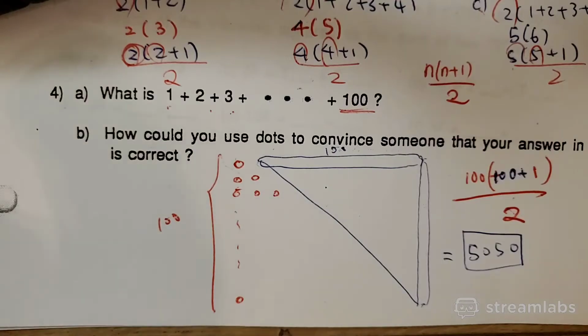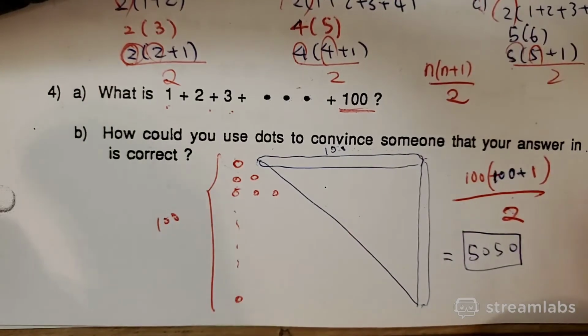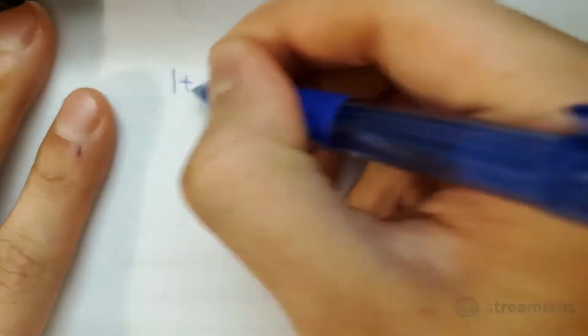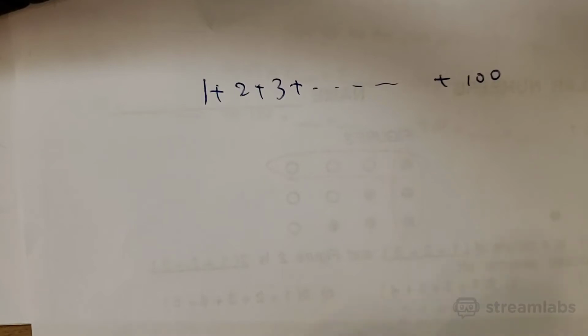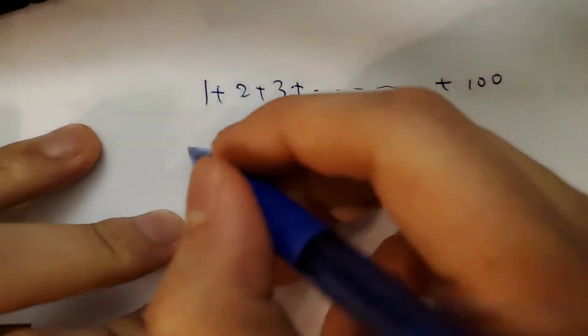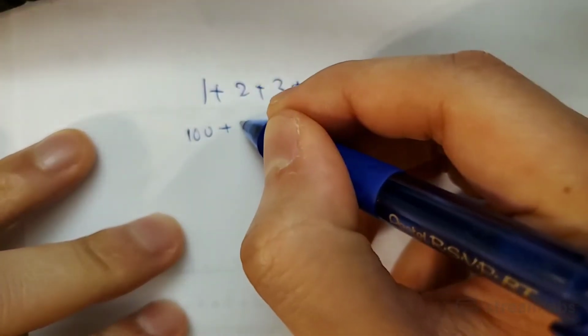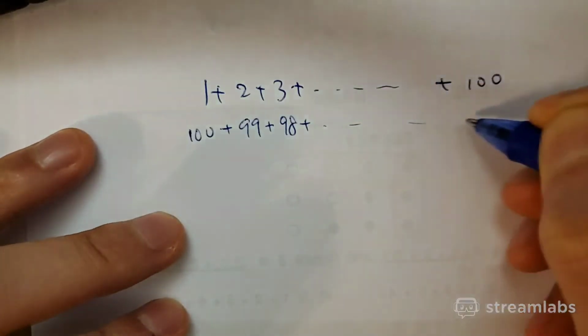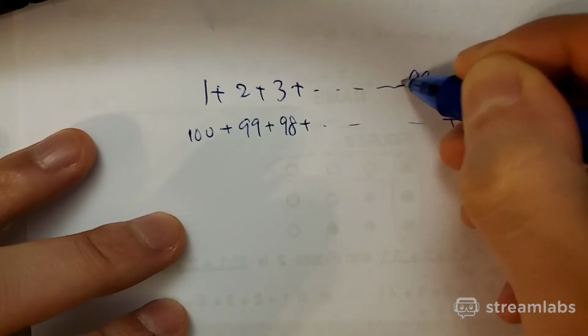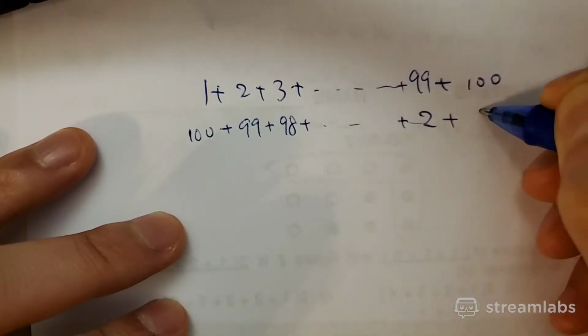Okay. It's normal that you kind of don't get it. So, let me give you a different explanation. Let's look at this. So let's say we want to add 1 plus 2 plus 3 plus all the way to 100, okay? Let's add it in a different way. Let's flip it, okay? 100 plus 99 plus 98 plus all the way to 2, and the last one's 1.